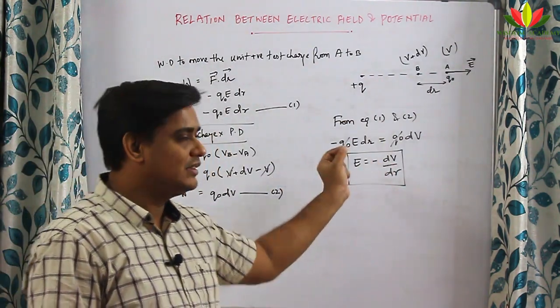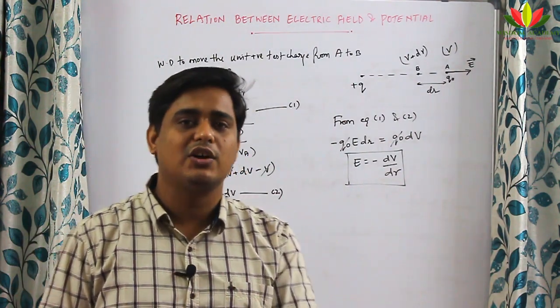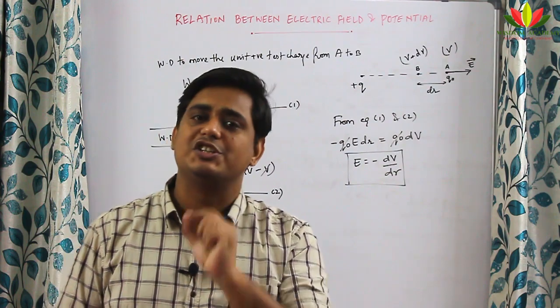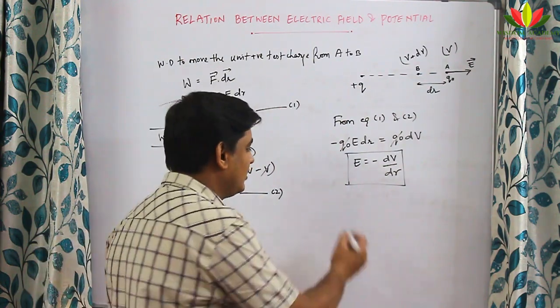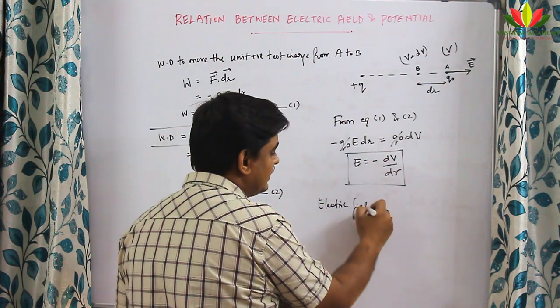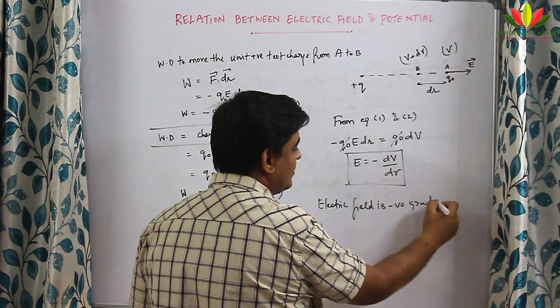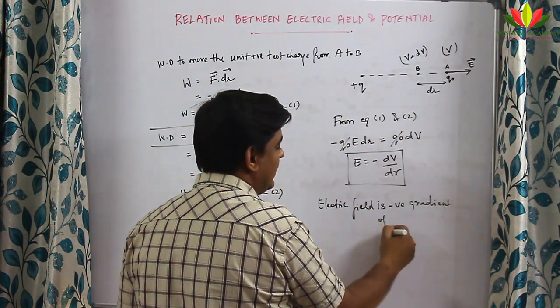So we came to know that electric field is minus dV by dr. We also say in words as electric field is negative gradient of the electric potential. So we can write it here that electric field is negative gradient of potential.